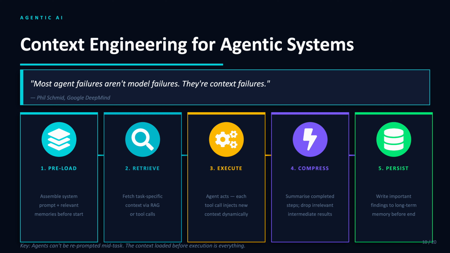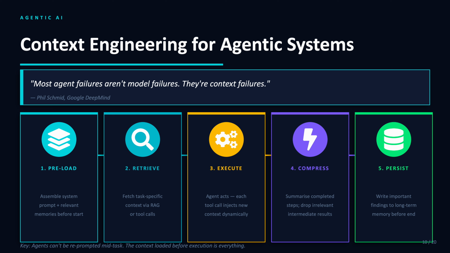In an autonomous agent running a 50-step task, orchestrating API calls, writing files, querying databases, making sequential decisions, the context you load at the start is all it has. Look at the note at the bottom of this slide. Agents can't be reprompted mid-task. The context loaded before execution is everything. A missing piece of context at step 1 cascades silently into a completely wrong outcome by step 50, and you often won't know it until the task is done.